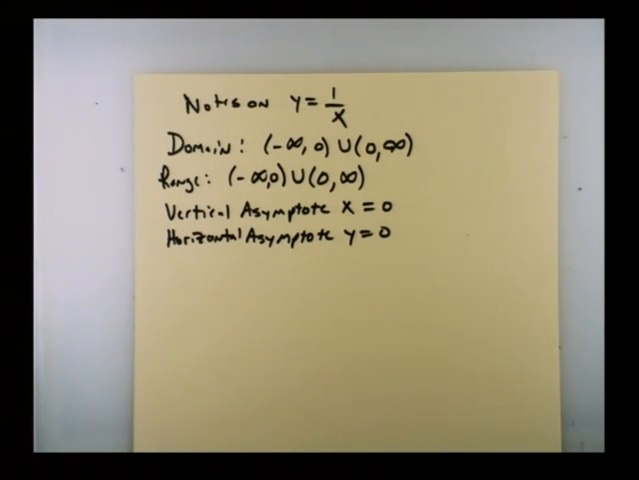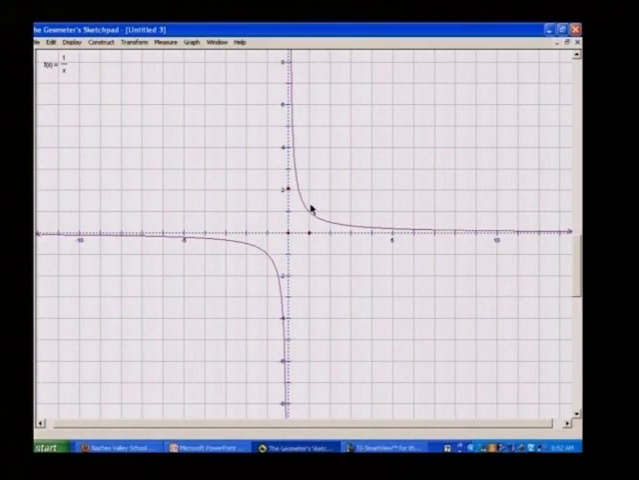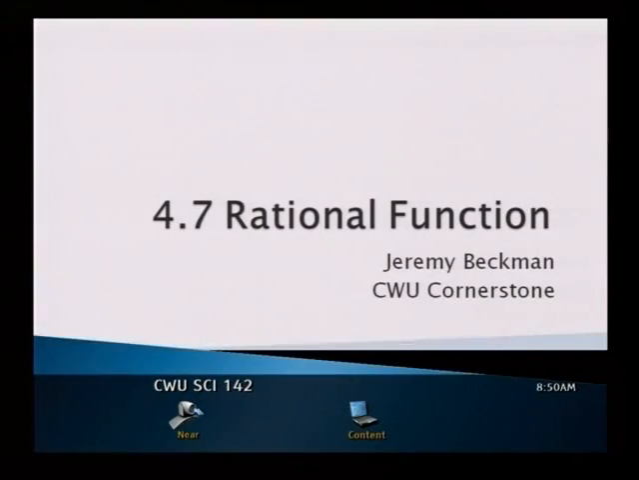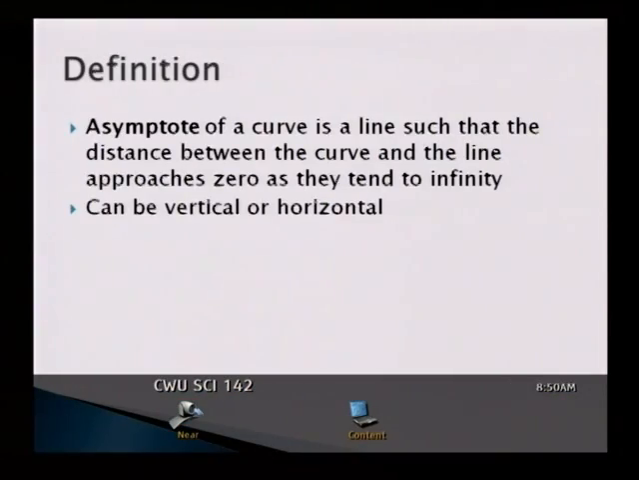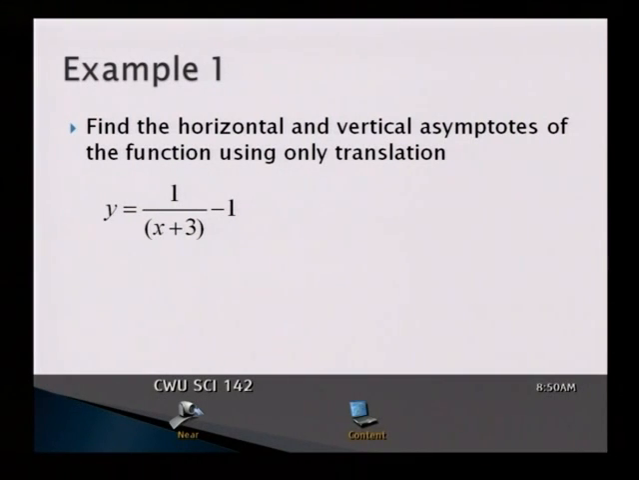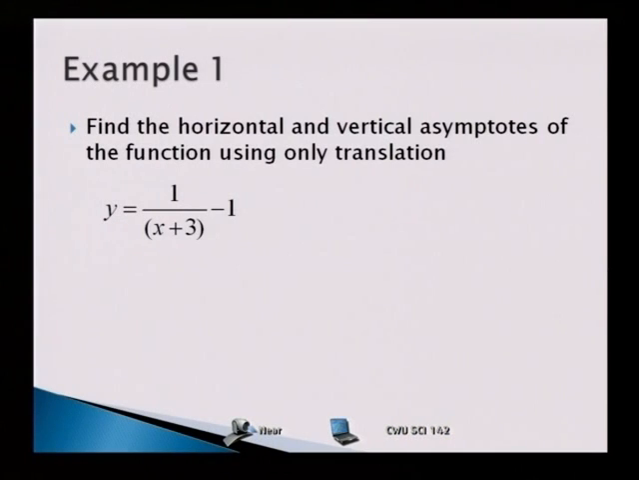All right, let's take a look. Let's go back. Let's take a look at a translation. Let's get that value in. Let's switch back to the PowerPoint here. And let's take a look at our first example. Find the horizontal and vertical asymptotes using only translation. So in other words, now we're not going to discover the algebraic way to find this, but just using translations. How could we write the vertical and the horizontal asymptotes?